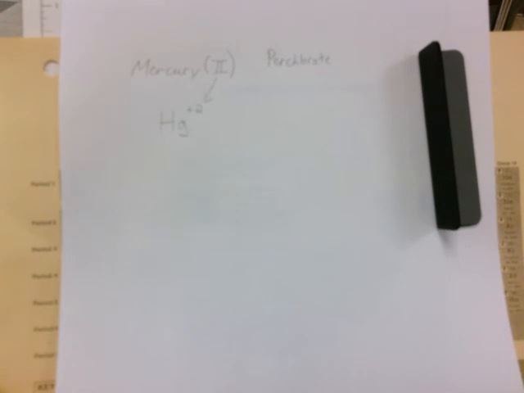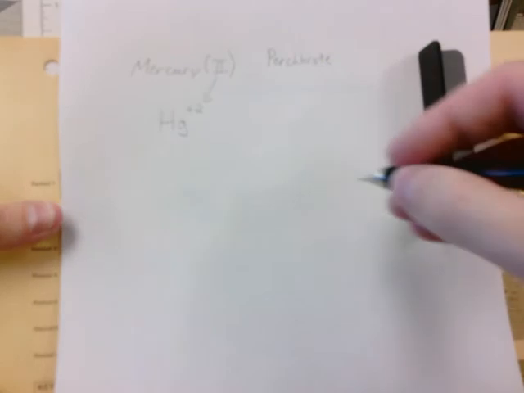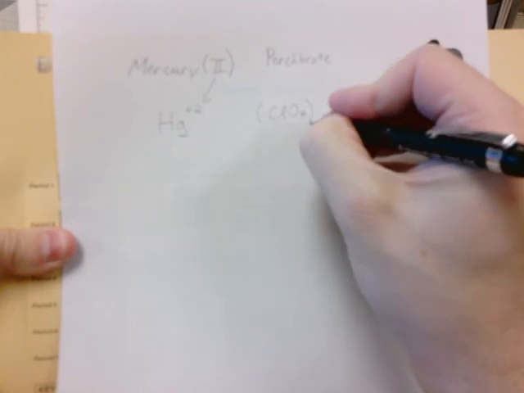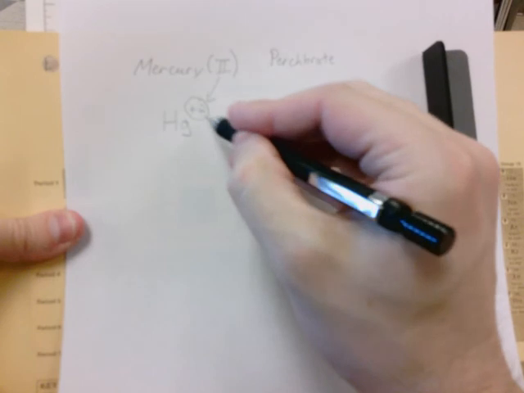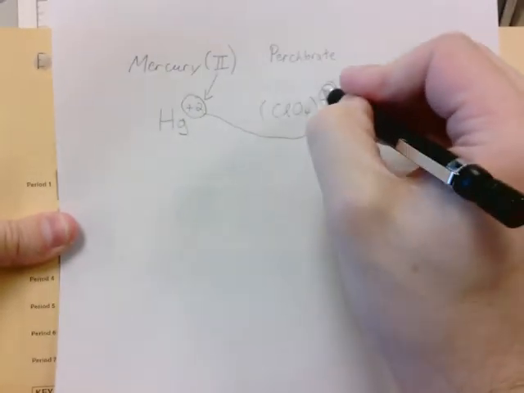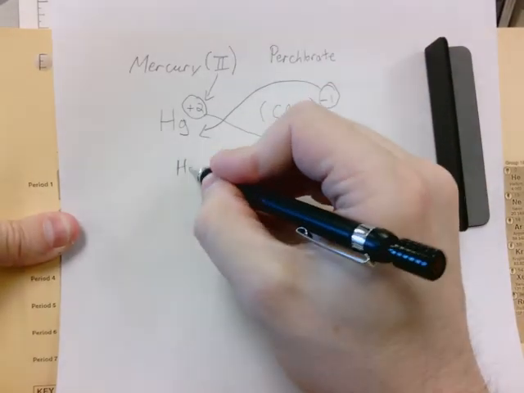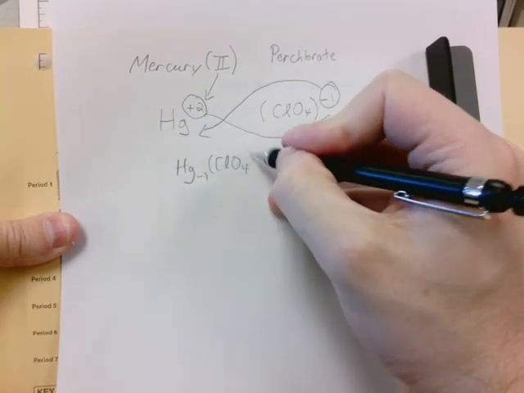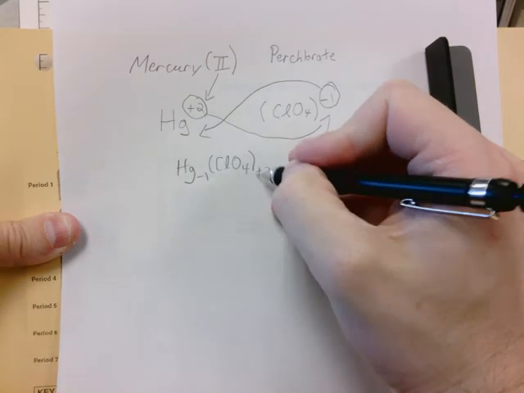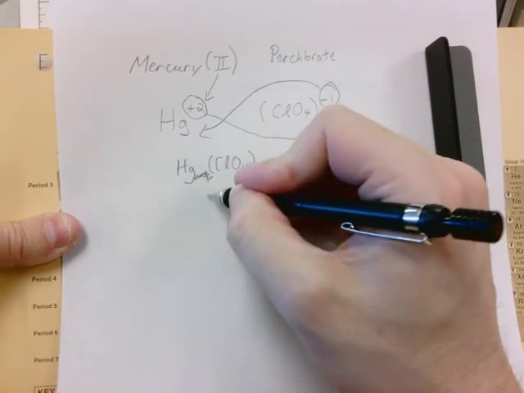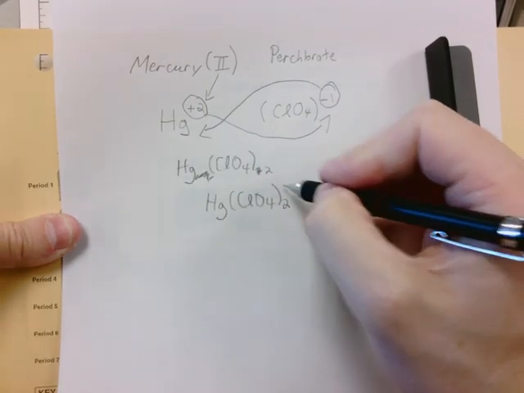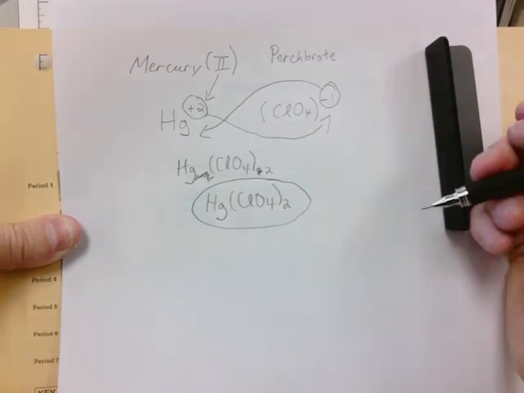Okay, so Hg +2, and then we have perchlorate, which is (ClO4) -1 outside the parentheses. Step 3, we crisscross applesauce. Move this over. So if we rewrite it, we get Hg -1. In parentheses, we get ClO4 +2. We don't write the positive or the negative. We don't write a 1, so it becomes Hg(ClO4)2 with the 2 outside the parentheses. All right, there's our chemical formula.